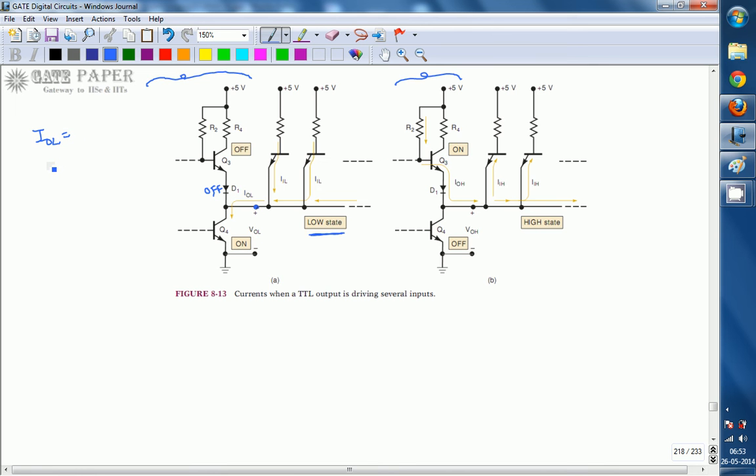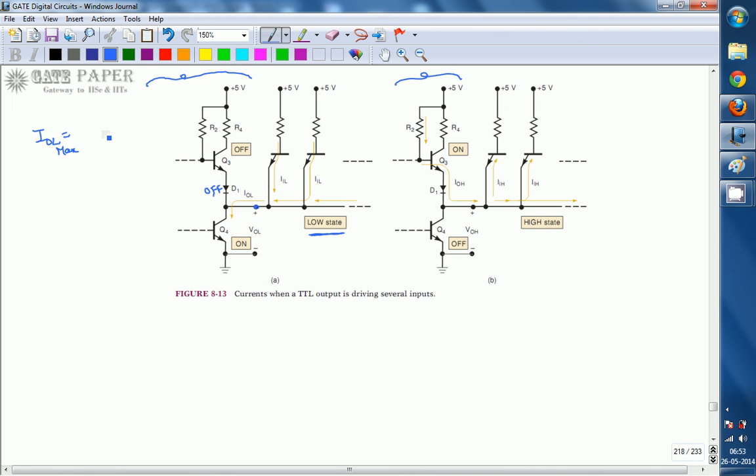IOL is the maximum current that the output transistor can sink under the low level, low state. So that is IOL maximum.